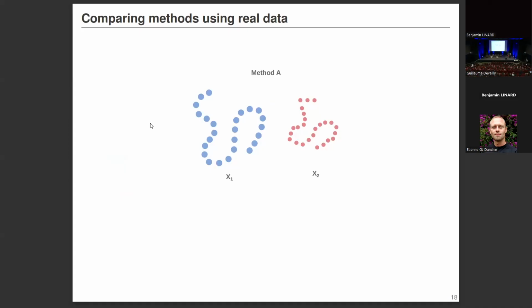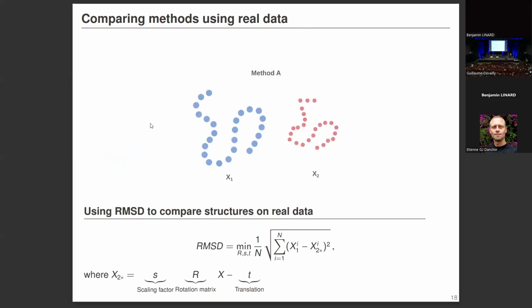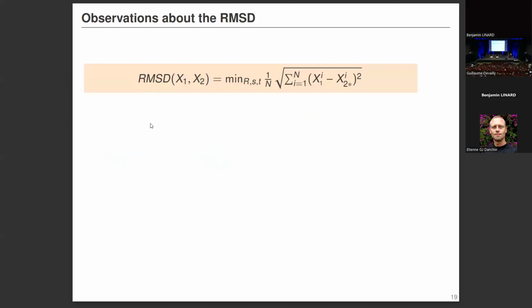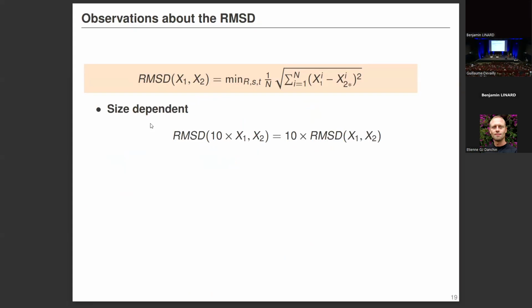Okay, so then we need to compare two structures that are now inferred. We can do this using just RMSD, as we did with simulated data. But there's a bit more complexity in using the RMSD in this case. And it comes from the fact that there's two observations we've made. The first one is that RMSD is size dependent. So if you take a structure, you multiply it by 10, then your RMSD is going to be 10 times bigger, roughly.